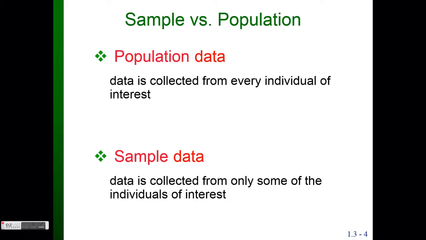If I was able to collect the height of every single Bunker Hill student, I would have a data set that I would call population data. But more likely, we're only going to collect the height of some of the Bunker Hill students. So when I've collected that data, I would call that sample data, because it's only from some of the individuals of interest.